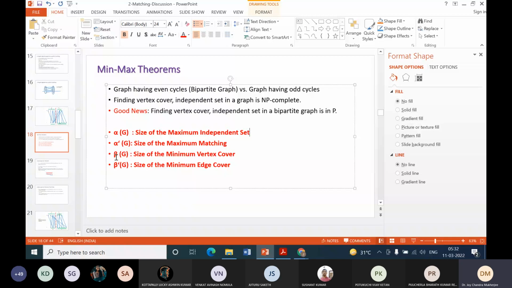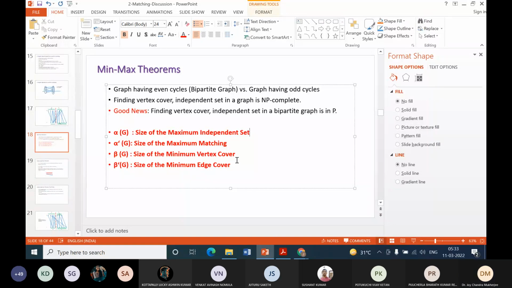What Koenig and Egervary proved is that for a bipartite graph, the size of the maximum matching is equal to the size of the minimum vertex cover. That is something they have proven. Now our objective is to prove that for a bipartite graph, the size of the maximum matching is equal to the size of the minimum vertex cover.